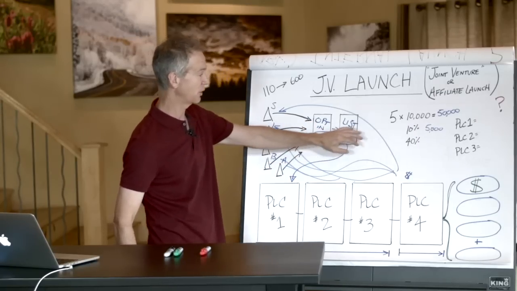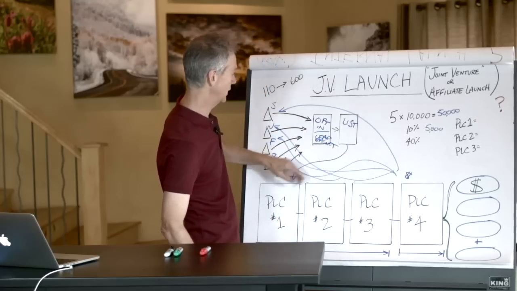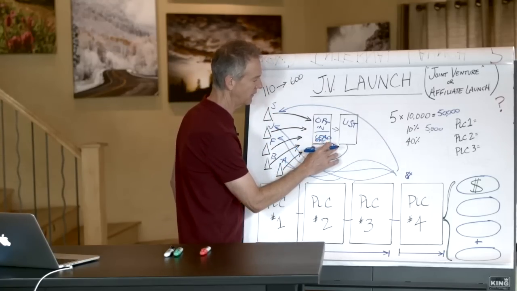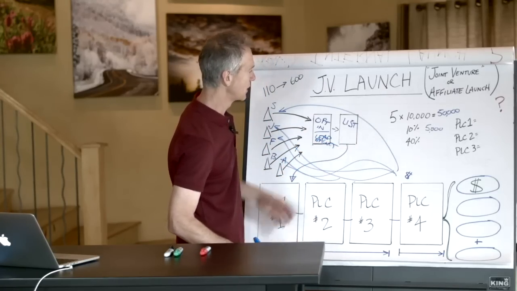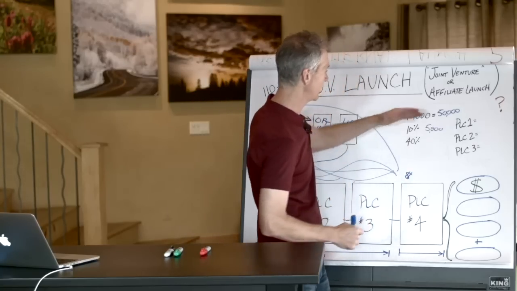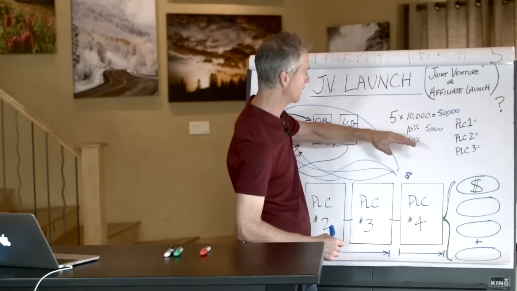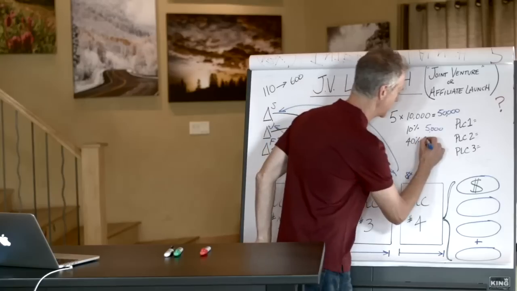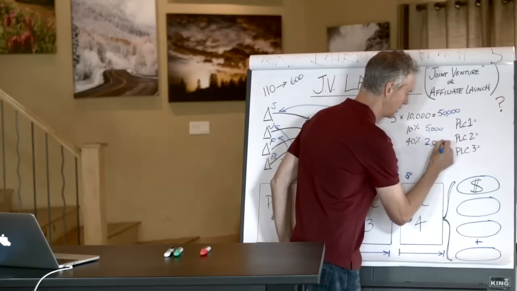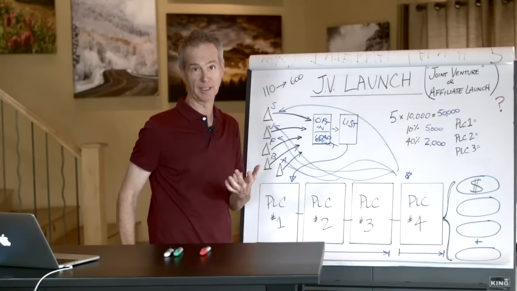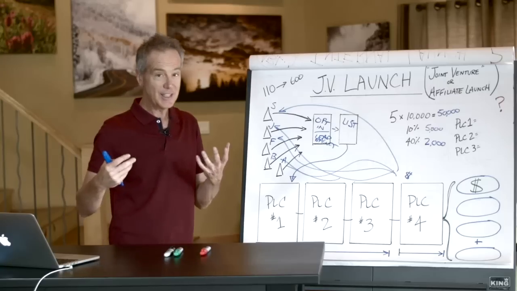So it's not unusual to get a 40% opt-in rate. So the opt-in rate is what percentage of these people join your list. So if you had 50,000 people mailed, 10% clicked, 40% opt-in, you would have 2,000 people join your list. You see how this can work?